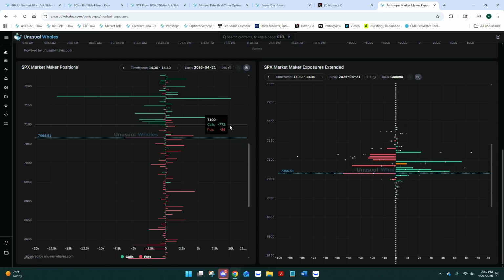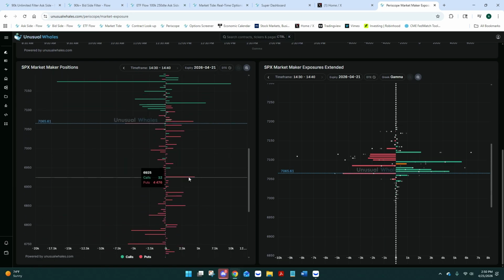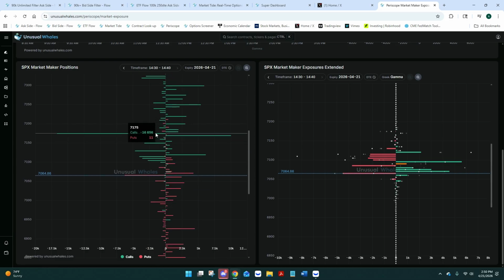Now, let me see if I can find a very simple example. Here at 69.25, you don't see anything on this left side. They're long puts here, long 44.76 puts. This left side, you think of it as participants. So market makers sell to the participant.